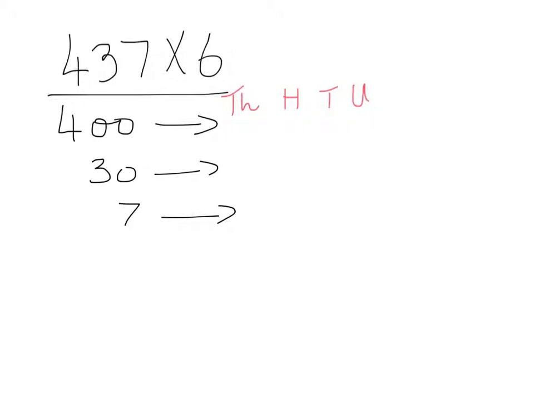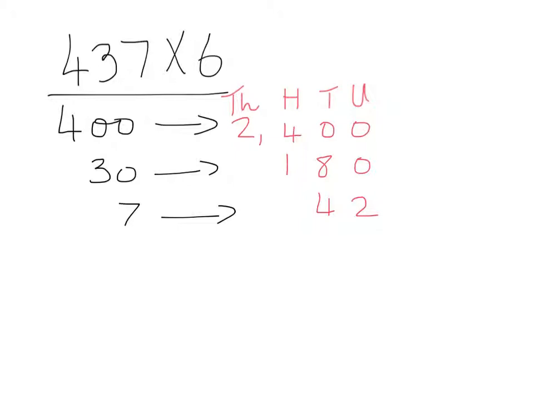To start with, we'll multiply 437 by 6. Now you can see that I've partitioned the 437 into the three parts that make it up. Now I'm going to multiply each of these numbers by the 6. I know that 6 times 4 is 24, so 6 times 400 is 2,400. I know that 6 times 3 is 18, so 6 times 30 is 180. And I know that 6 times 7 is 42. I don't need to change that at all.